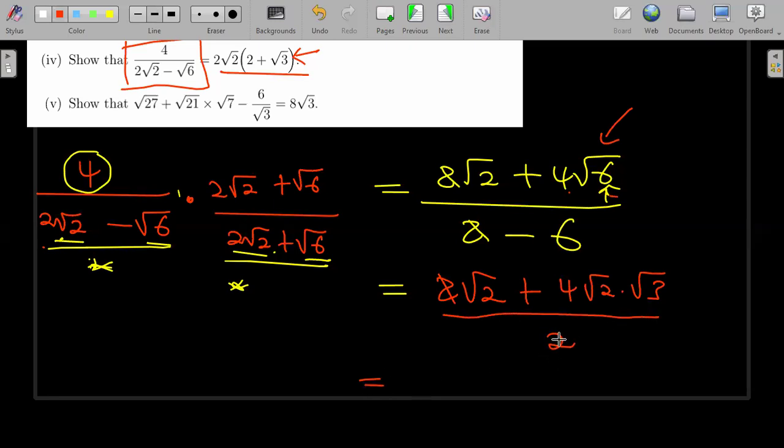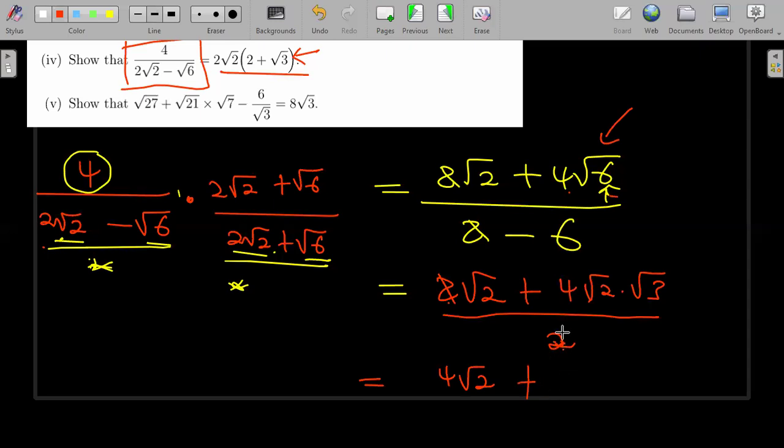If you want, you can divide this 2 into this term, or you can first factorize and then divide by the 2 later. Here I'll first divide. So 2 into this, I'll get 4 root 2. And then here, what am I going to get? I'll get plus.